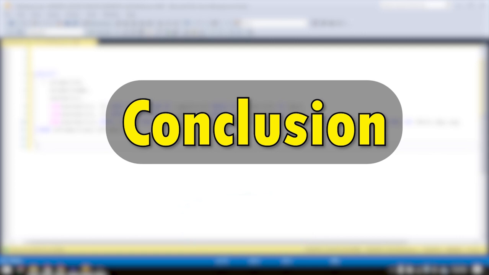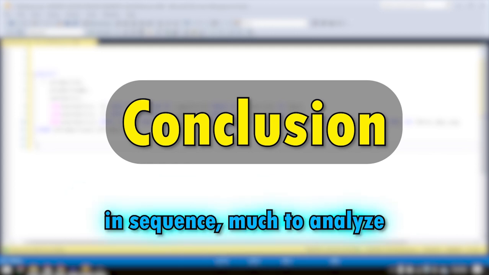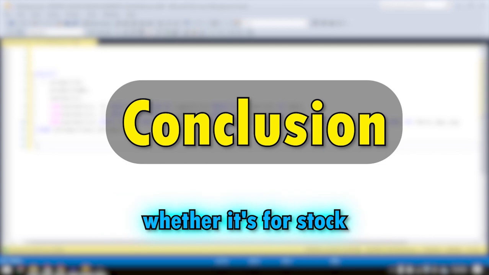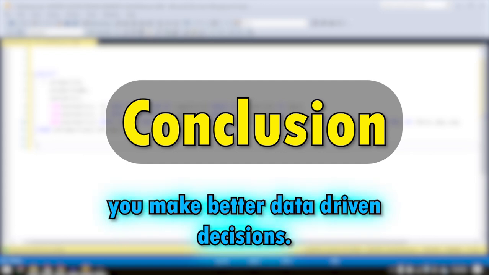Conclusion. You have mastered the art of using moving averages in SQL Server to analyze trends in your data, whether it's for stock, sales, or website traffic. These techniques will help you make better data driven decisions.